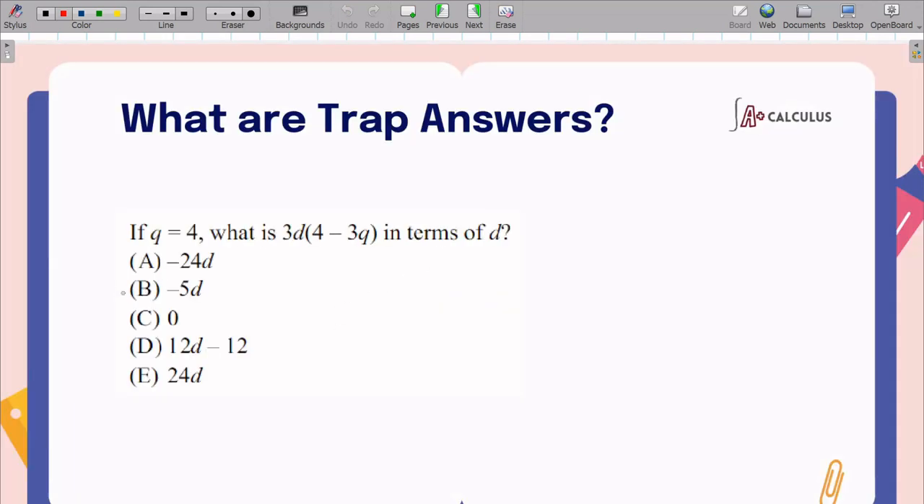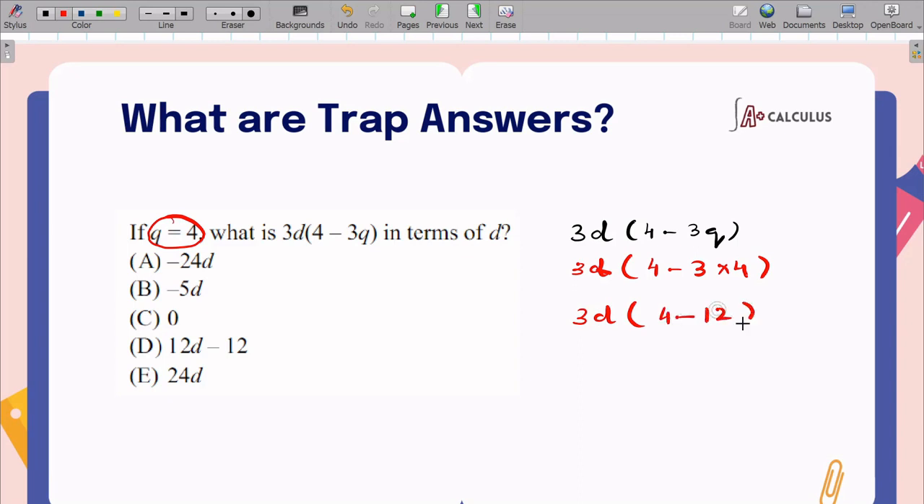In this question, all the options could be trap answers except one correct option. So let's see. This is a good one. If q is 4, what is 3d times 4 minus 3q? So we have 3d times 4 minus 3q, and we have to find the expression of this value in terms of d when q is equal to 4. So let's substitute q as 4. So 4 minus 3 times 4. 4 minus 3 times 4 gives us 12. 4 minus 12 gives us negative 8.